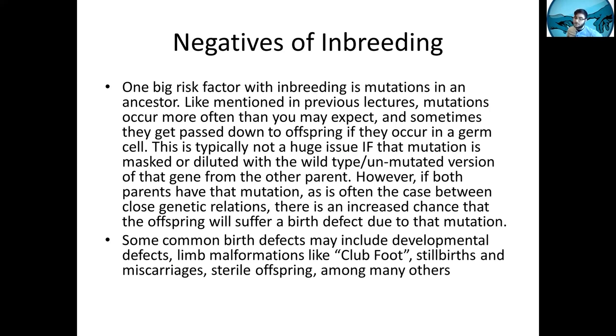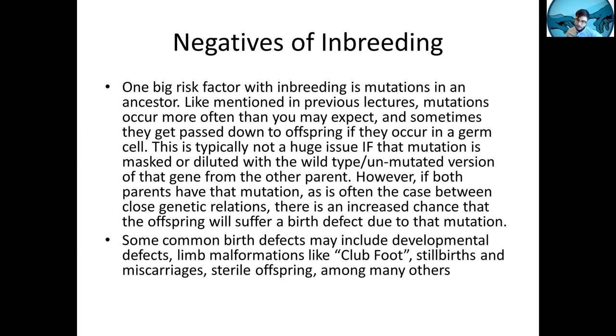This is typically not a huge issue if the mutation is masked or diluted with the wild type, or unmutated, or a healthier version of that gene from the other parent. Remember, you get one copy of every gene from your mother, one from your father. If your mother had a mutation, all of your genes from your mother have this mutation in your body, but all of the ones from your father are perfectly fine, they work perfectly, and they can kind of mask or dilute it, and it's generally not as bad. You only become a carrier of that mutation from your mother. You don't actually express that mutation.